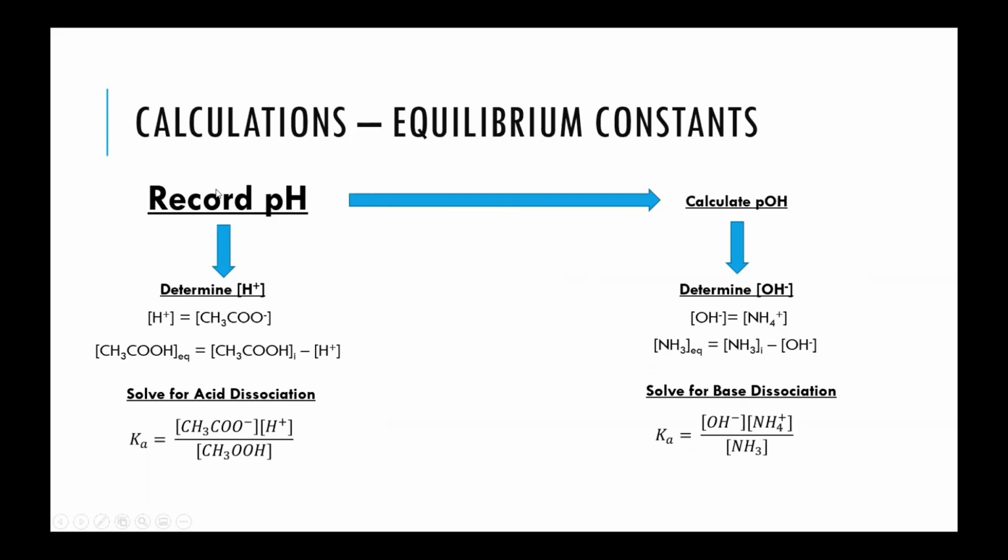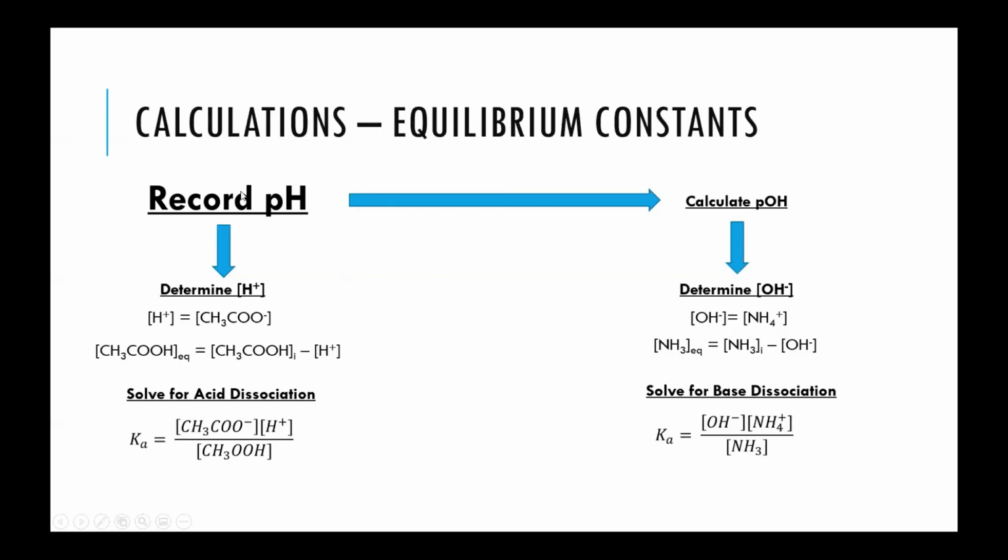From the pH, you can determine the concentration of H+, and from the balanced chemical reaction, if you know the concentration of H+, you know the equilibrium concentration of the acetate, and can determine the equilibrium concentration of the acetic acid, since the initial concentration of acetic acid is known, and then solve for the Ka, the acid dissociation constant for acetic acid.